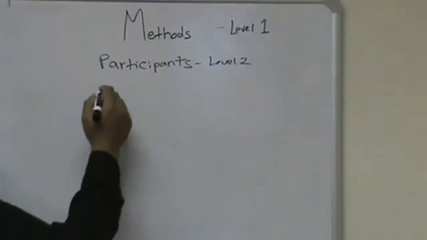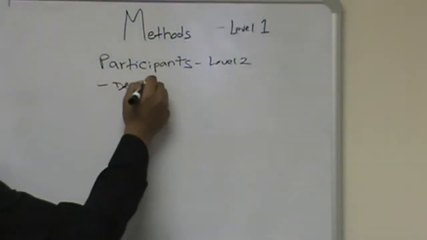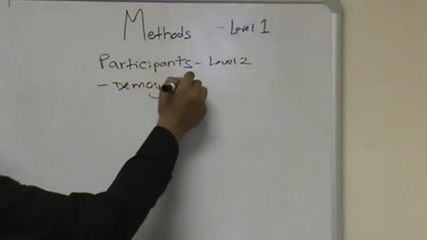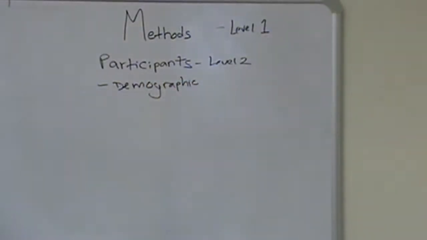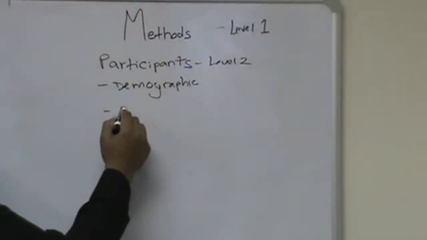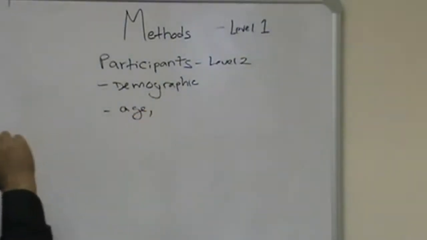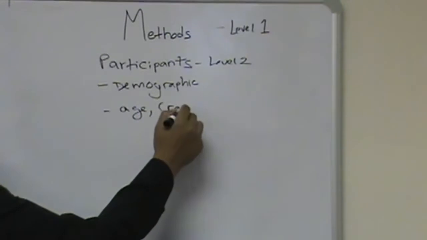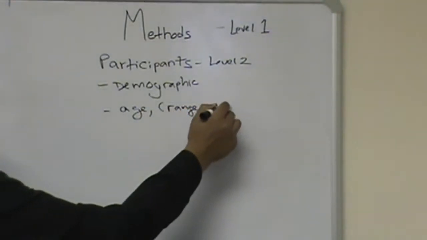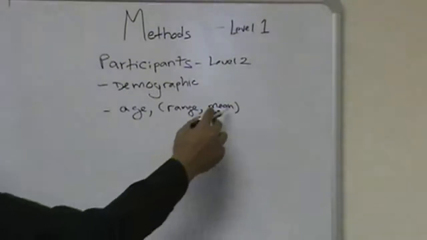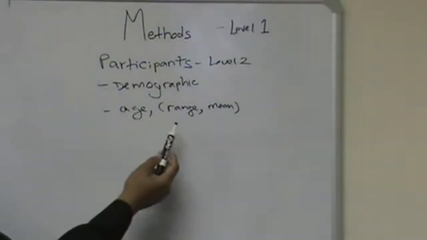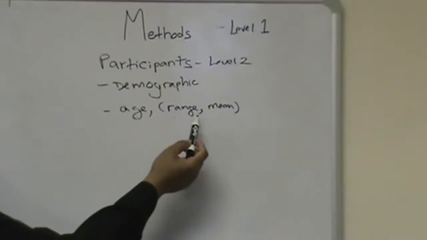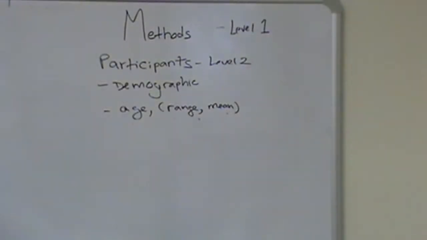In the participants section, there's a couple of things to include. One is the demographic information. Any demographic variable that can potentially influence the results of your study should be included. So what's an example of that? What is the age of the participants? Lots of times researchers will list two things. Maybe they'll list the range of the ages, also the mean, what's the average age of the participants. So the participants range in age between 18 and 20 with a mean age of 19 years.